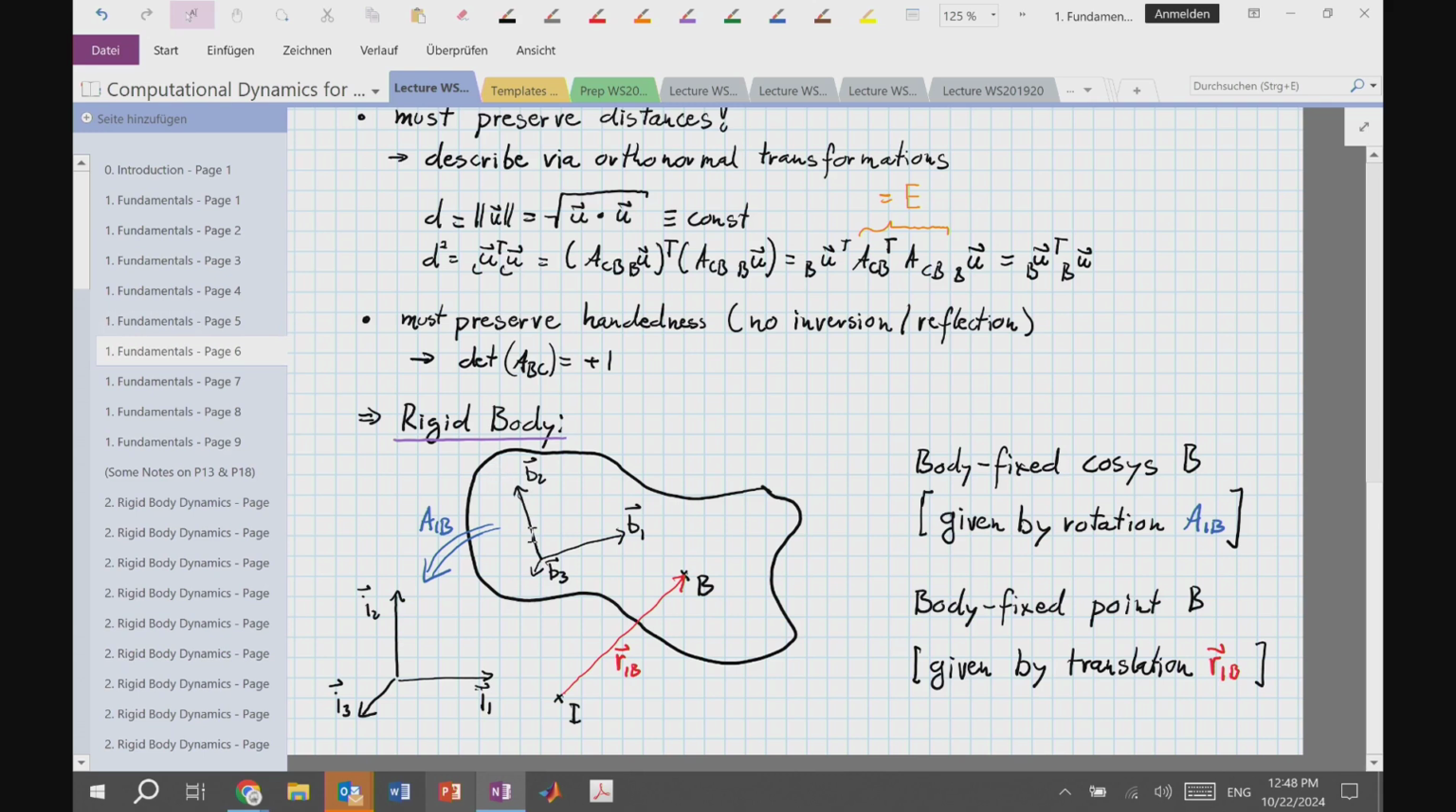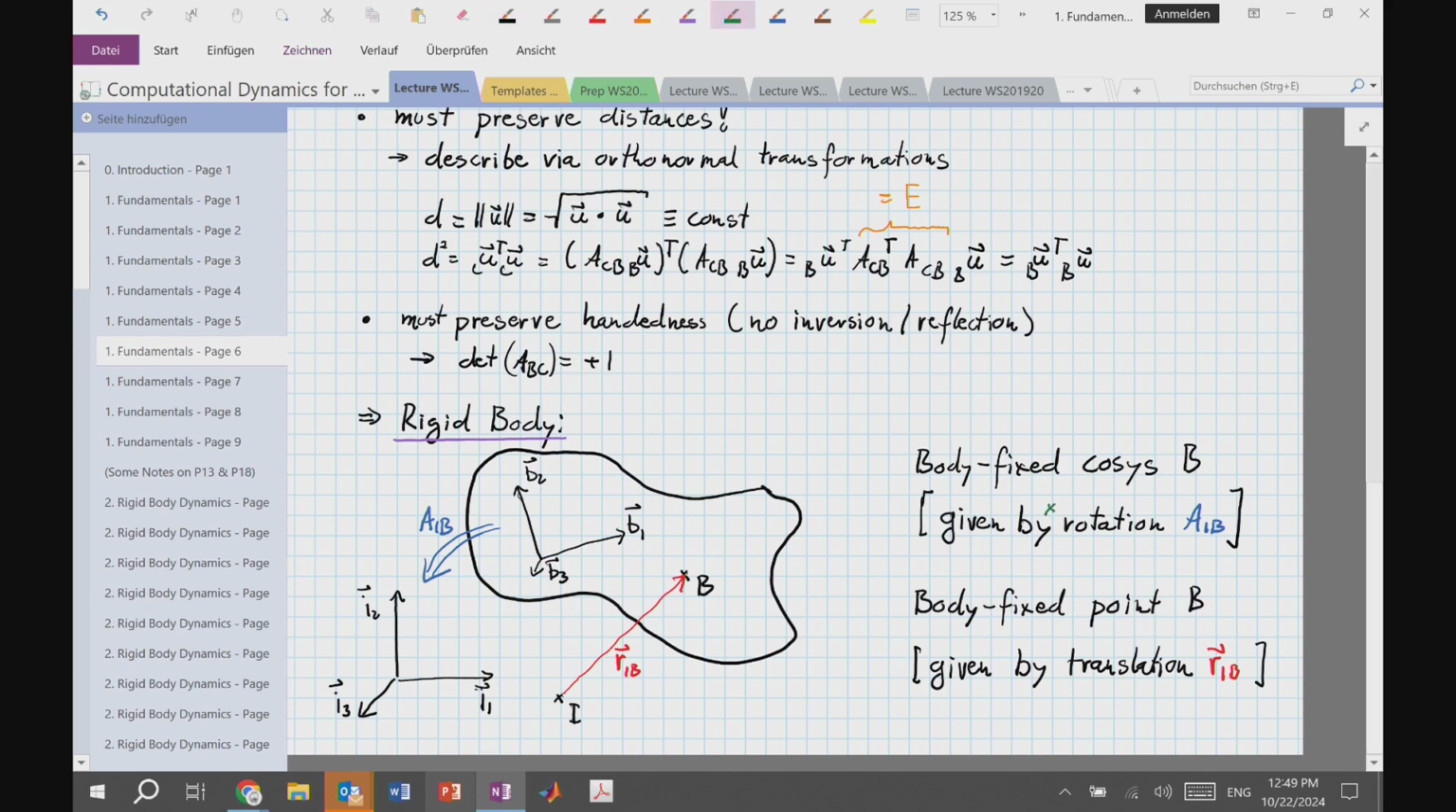So philosophically, I think this is important. Other than that, I think it's simple. I now have my body. I attach a coordinate system to it, and I track its rotation relative to another coordinate system down here. So this would be the B coordinate system up here. Down here we have an inertial coordinate system. And I track this relative orientation by looking at the transformation matrix AIB.